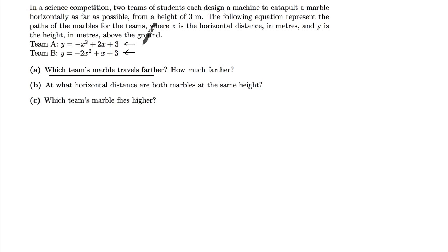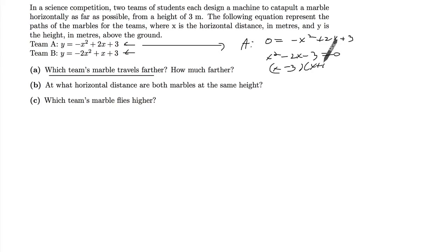y is the height. So for A, let's see where it lands. Set y equal to 0, you get minus x squared plus 2x plus 3. Multiply through by negative, bringing this to the left side. So you can factor into (x - 3)(x + 1). So x equals negative 1 and 3. So that's the further distance, 3 meters.